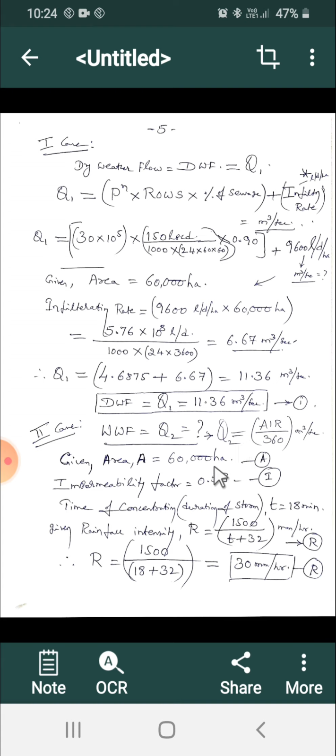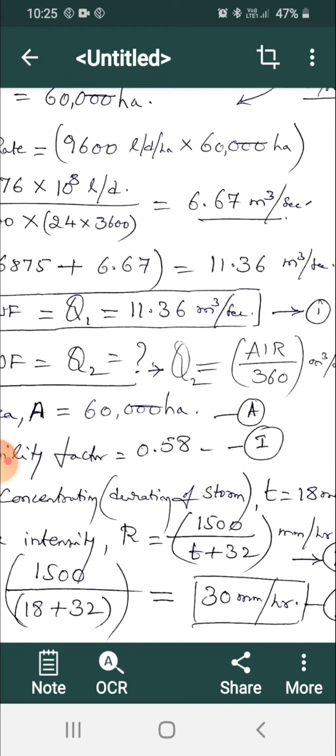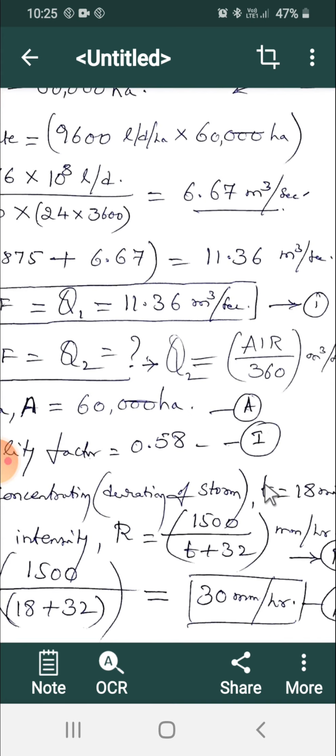If you do it this way, you will not make a mistake in any step. That is why. What is A? 60,000 hectares. What is I? I is the impermeability factor, already given as 0.58. That is, 58% of water is runoff. Okay, this is A, this is I. Agree?